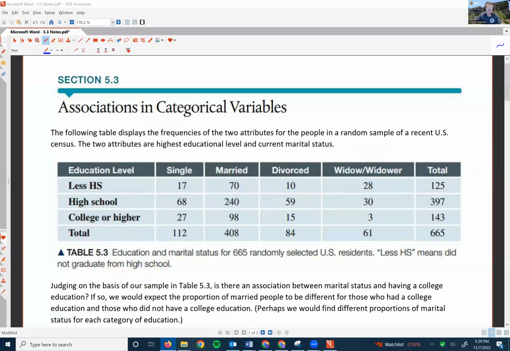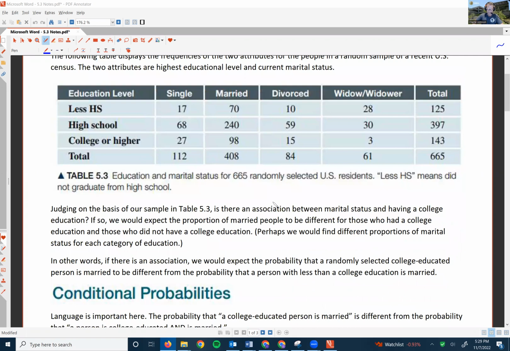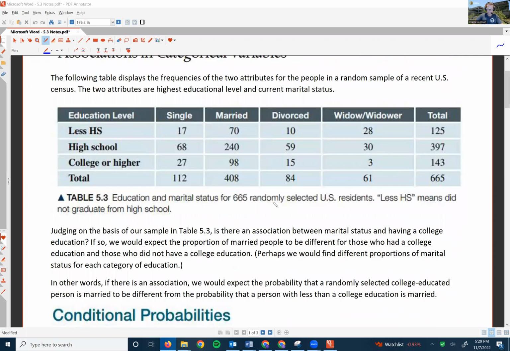Hello, statistics students. Here's a video on associations in categorical variables. We're going to be looking at conditional probabilities.